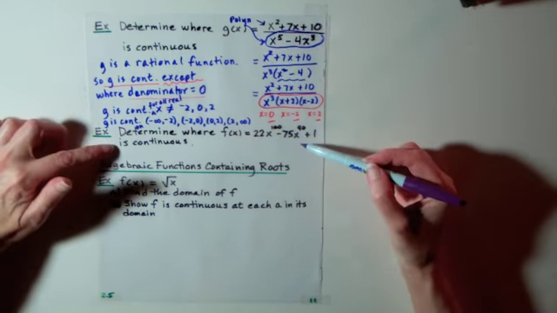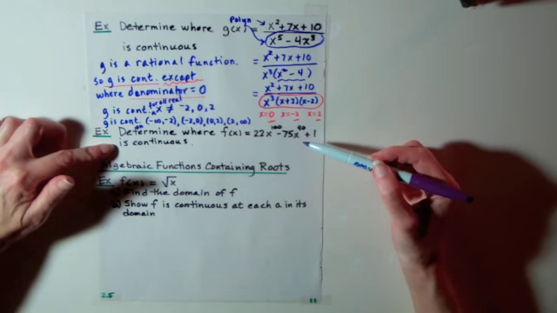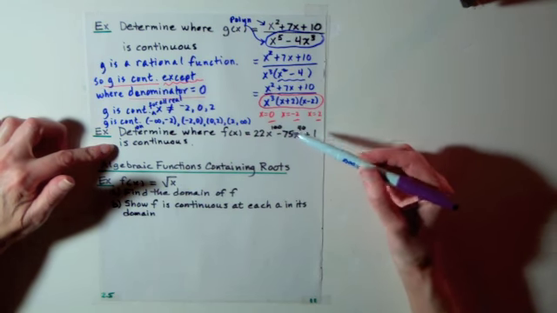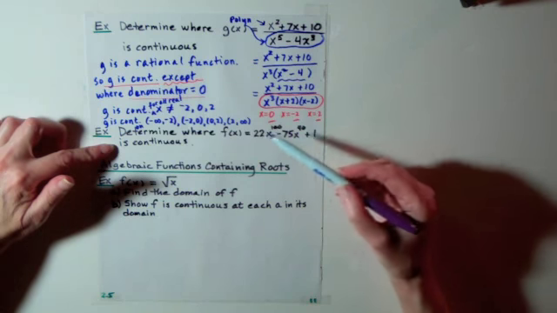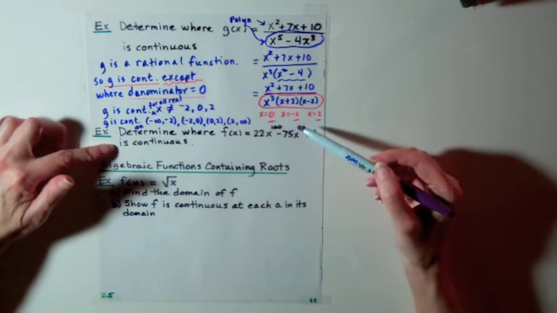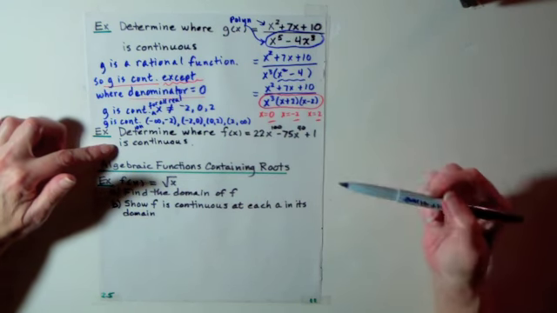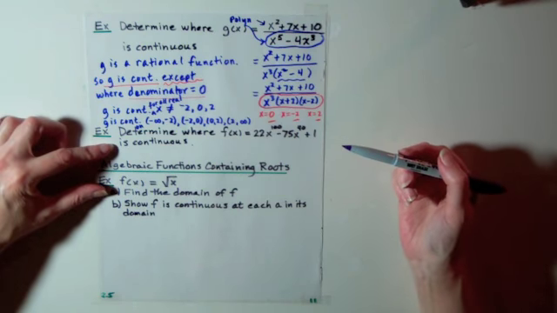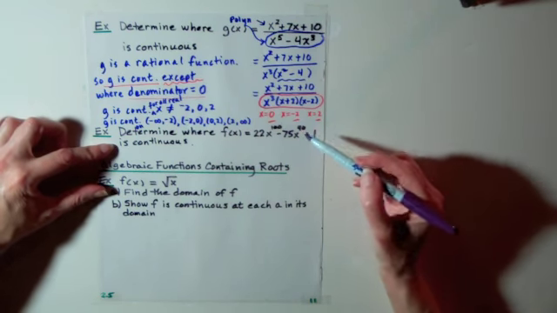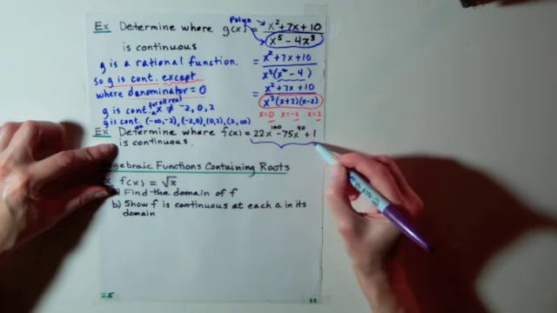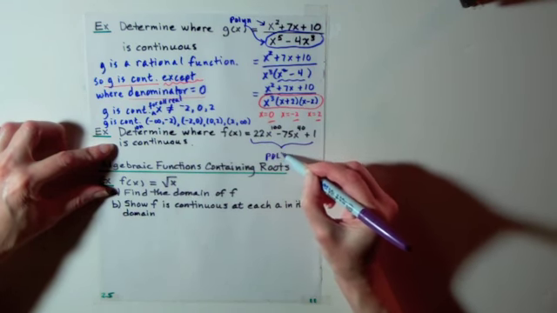Okay. I hope you had a chance to think about this other function, f of x. It looks sort of nasty because you have these big powers on the x, 22x to the 100 minus 75x to the 40 plus 1. But what type of function is this? Even though there are large exponents on there, this is a polynomial.